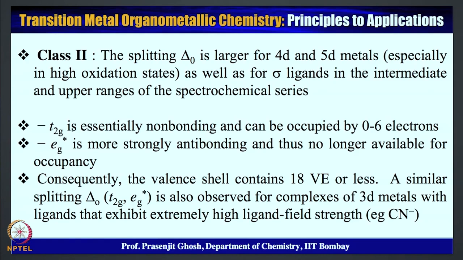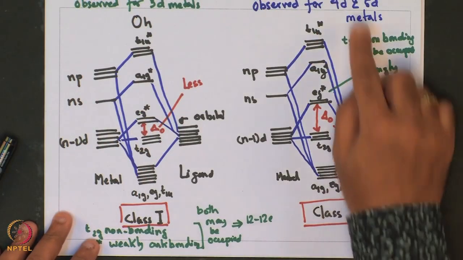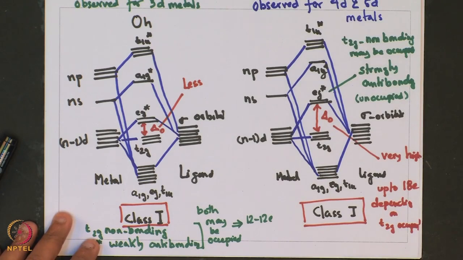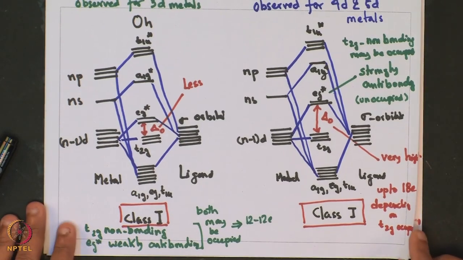So it is very common for a 3d metal complex to have even more than 18 valence electrons. And the 4d and 5d metals, which constitute class 2, may have valence electron counts that do not exceed 18. That is because the crystal field splitting delta 0 for the 4d and 5d metals is inherently larger than for the 3d metals, and that is why this difference is observed.